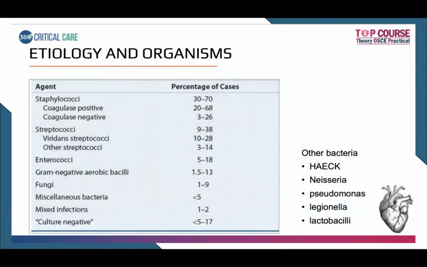Coming on to etiology. The microbiological organisms which are involved commonly in infective endocarditis are Staphylococcus species, Streptococcus species, most commonly the viridans ones, and the Enterococcus species, and very rarely we may have gram-negative aerobic bacilli in case of nosocomial ones, in case of these indwelling devices, fungal in case of immunocompromised patients, the miscellaneous bacteria like HACEK organisms, Neisseria, Pseudomonas, Legionella, there could be polymicrobial, and sometimes it could be culture negative also.